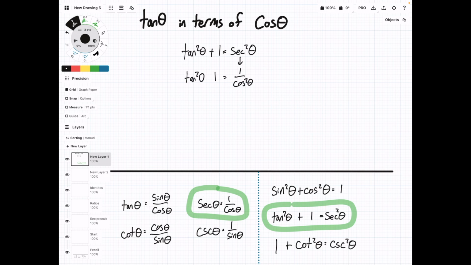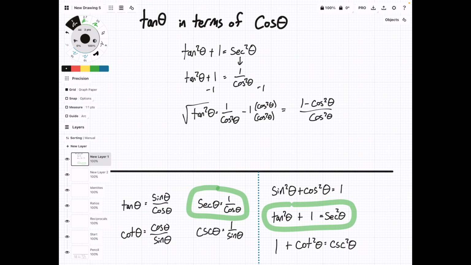So filling the rest of the expression back in, we get this. And now let's solve for tangent. So we're going to subtract 1 here. Tangent squared theta equals 1 over cosine squared theta minus 1. Then we want like terms on the top and bottom. So let's multiply this by cosine squared theta over cosine squared theta. This is going to give us 1 minus cosine squared theta over cosine squared theta.